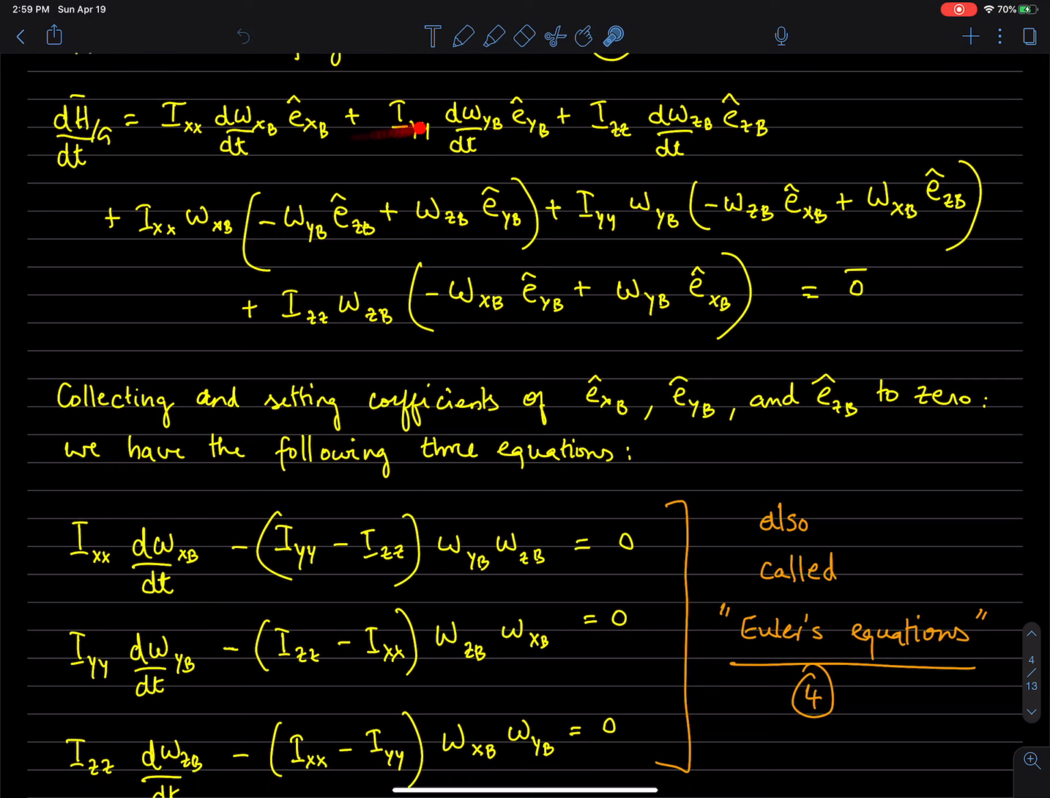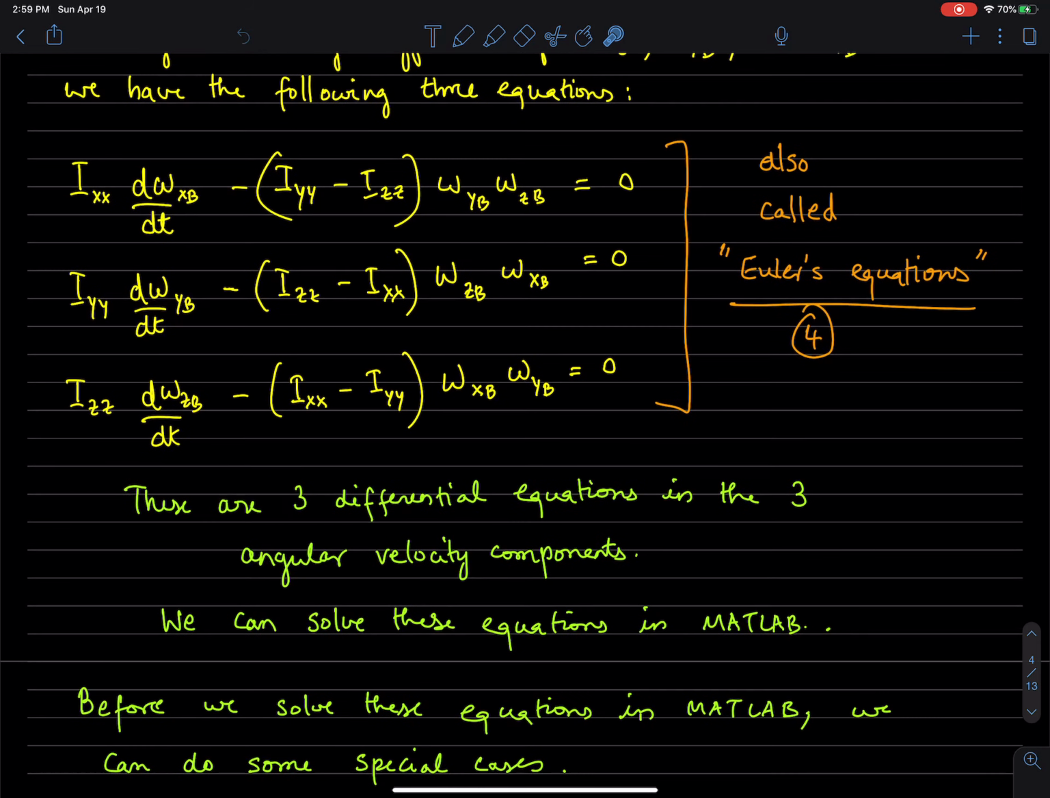So now this is some big vector represented in the frame B in terms of exb, eyb, ezb. We can collect all terms containing exb, all terms containing eyb, all terms containing ezb, and set each of those coefficients, or expressions, to 0. So setting the exb terms to 0, you get this expression. Setting the eyb coefficients to 0, you get this expression, and for ezb, you get this equation.